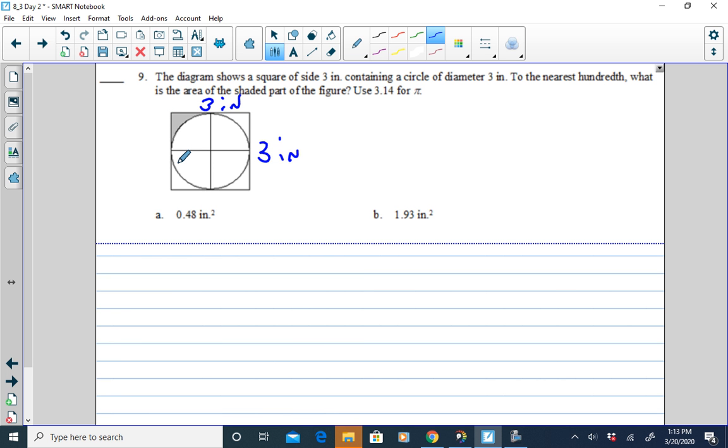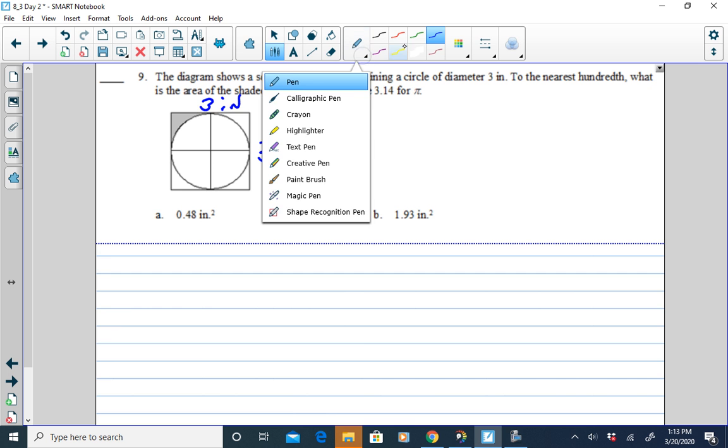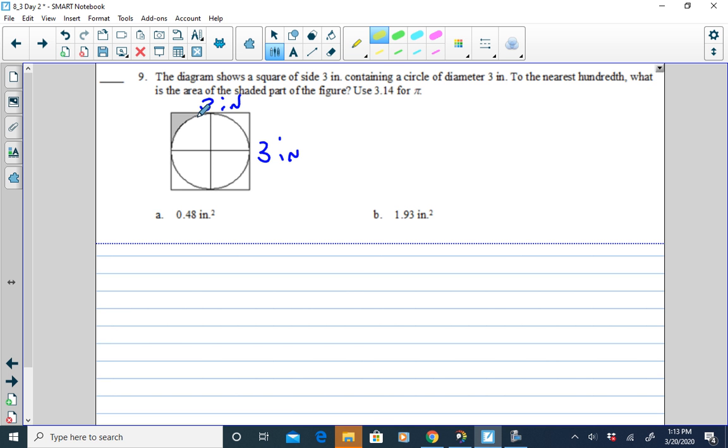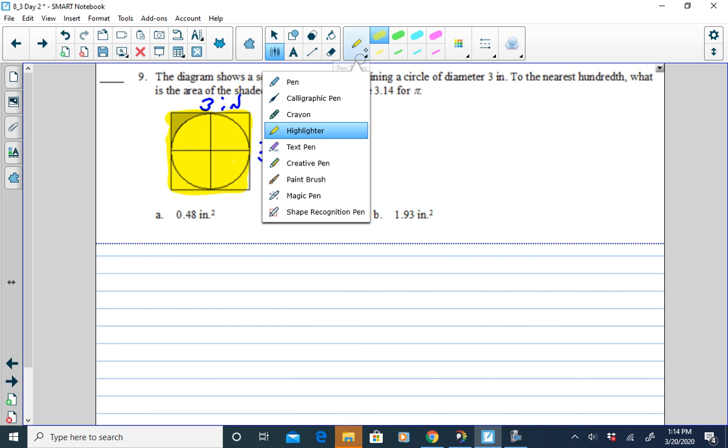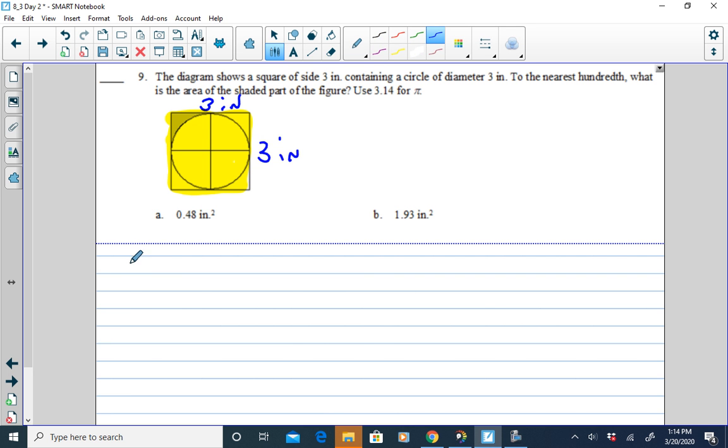So notice what we've done with some of the other problems. We've split the figure into parts, and then we found the area of each part. We either added or subtracted. Here we're going to have to find the area of the entire square. Then we're going to have to subtract the area of the circle. Let me draw this out so we can see it. These are going to be our steps. So let's do that now. We're finding the area of the entire square.